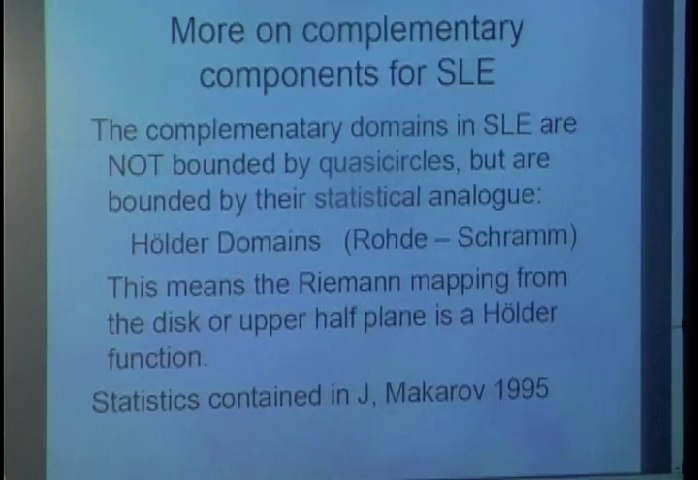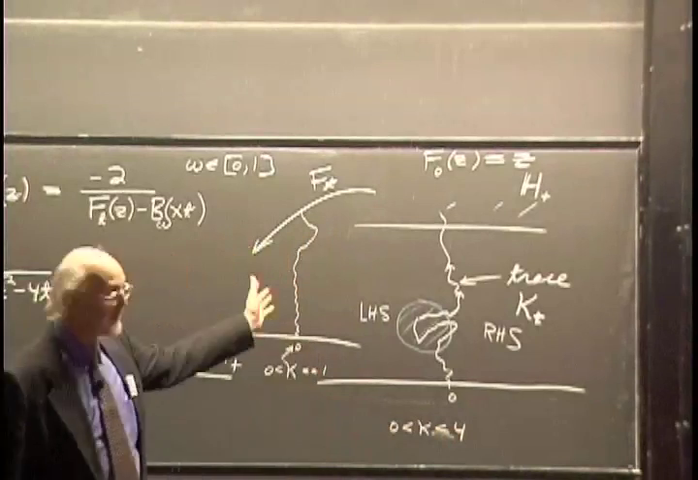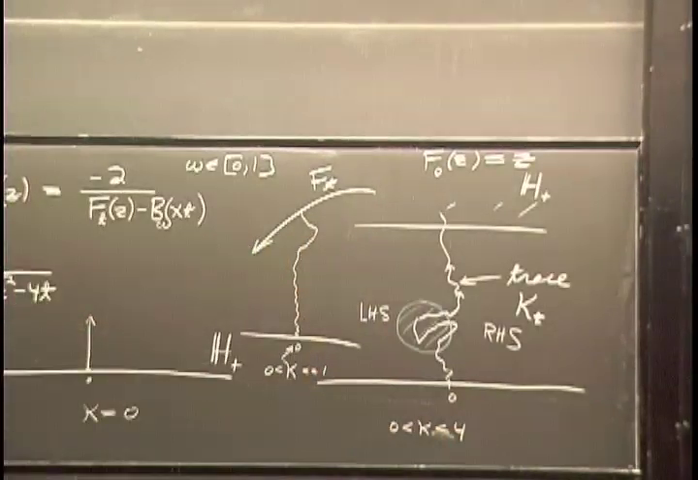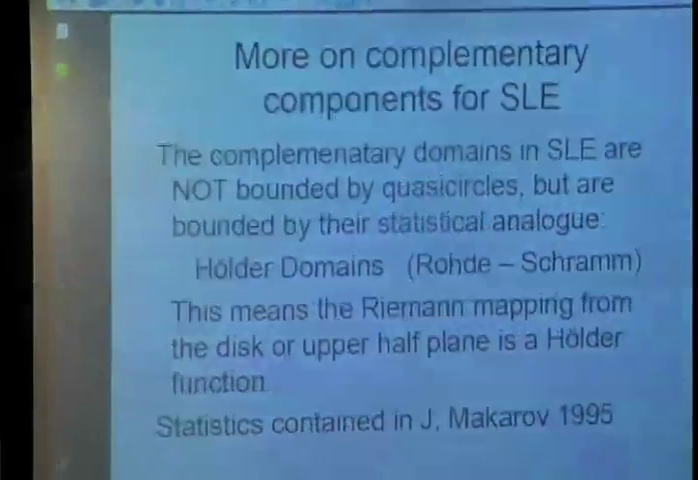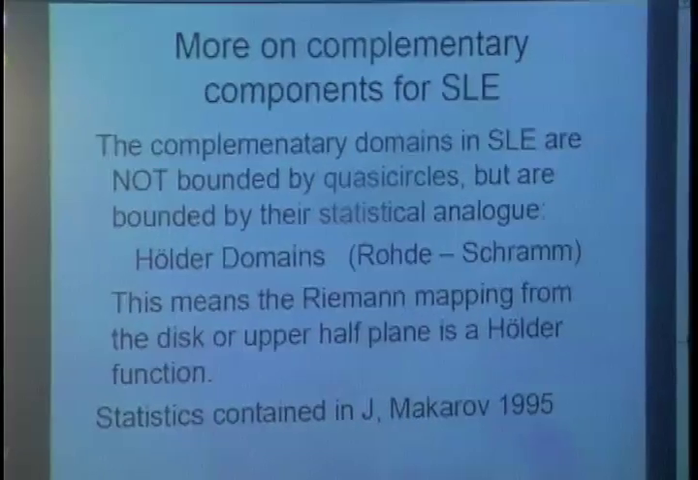so now let's look at kappa between 0 and 4, and I'm going to try and wrap it up here, because I want to state a theorem and tell you I don't quite know how to do this outside of the category I'm discussing. So if we stick in this category with kappa strictly between 0 and 4, then the complementary domains are Holder domains. So that means that the Riemann mapping associated to either domain from, say, the upper half space is a Holder function. So it's not just continuous, it's very continuous.